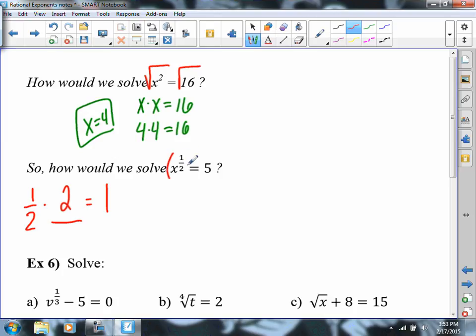So I'm going to square both sides of my equation. Because 1/2 times 2 is 1, so I get x to the first power. And then 5 squared, oh, I can do that, that's 25. So x is 25.